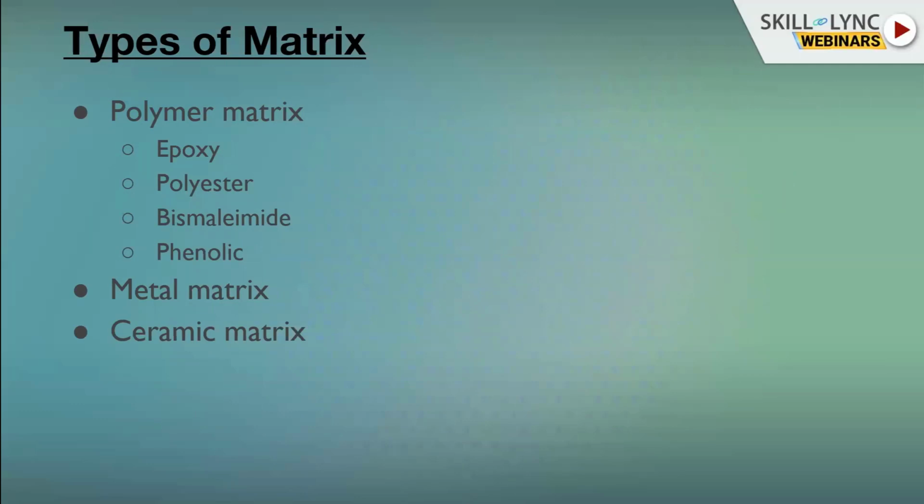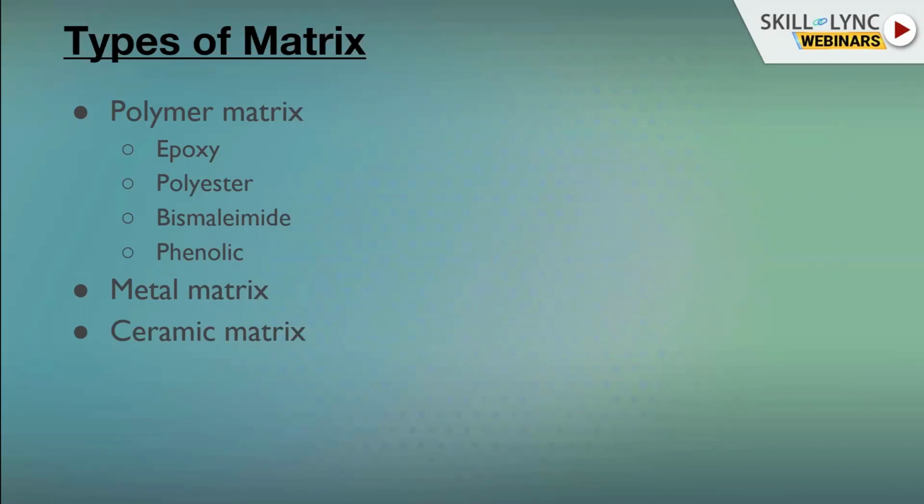There are various types of matrix materials used, but what I have listed here are the ones that are generally used in the industry. The most commonly used is polymer matrix, and polymer matrix also has a lot of other resins being used. I have mentioned 4 of them which are widely used. The first one is epoxy, then there is polyester, then there is BMI, bismaleimide, and then there is phenolic. So these are the polymer matrix which are commonly used.